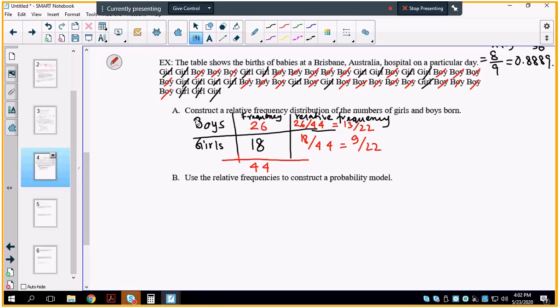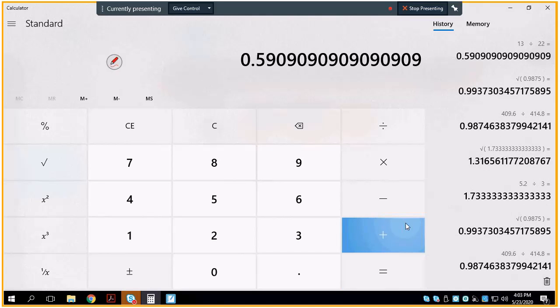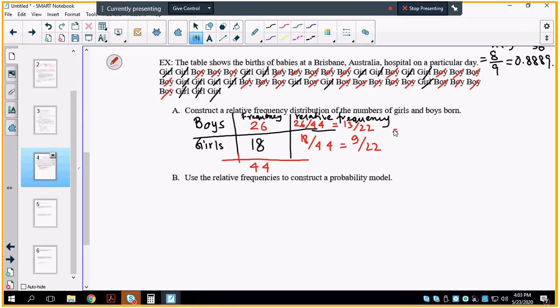So what we can say, writing in terms of decimal number, we can divide 13 by 22, round to 4 decimal places. That will be 0.5909. 0.5909, and hence this one is going to be 0.4091.